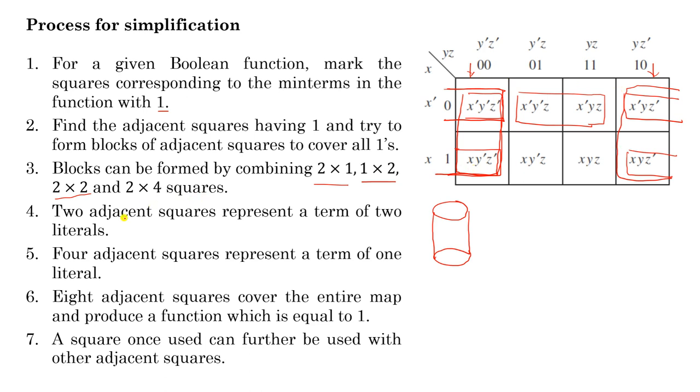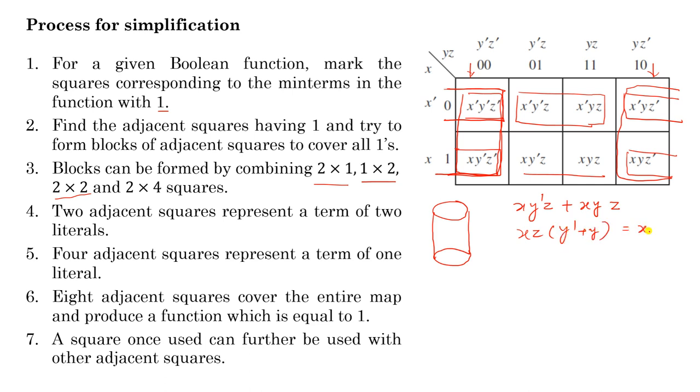Now this is the important fact that two adjacent squares represent a term of two literals. For example, if you take this one, x y dash z plus x y z. Look at this, xz is common in these two. So y dash plus y.